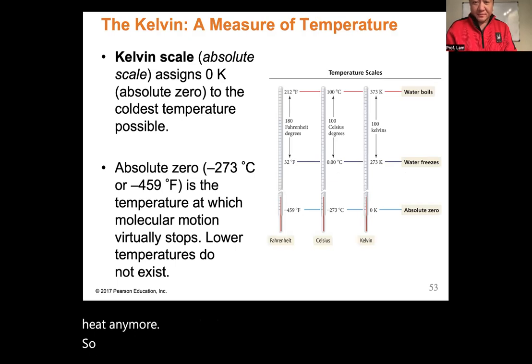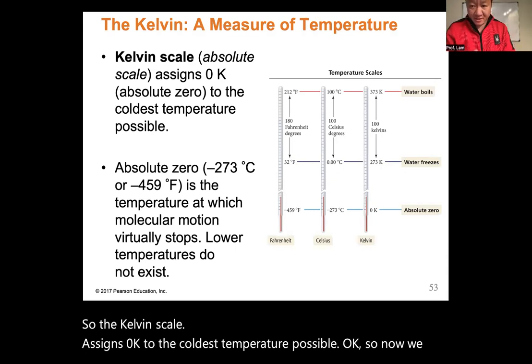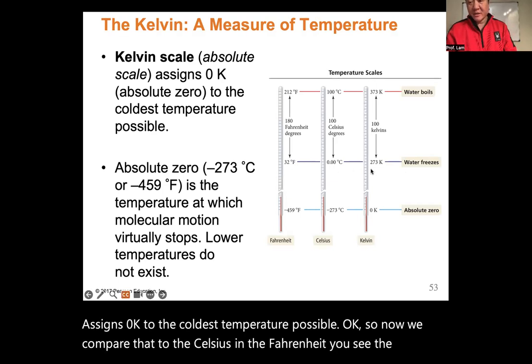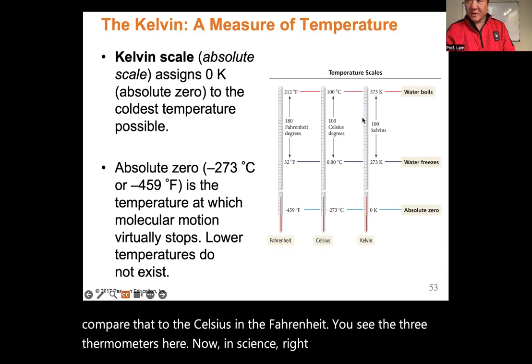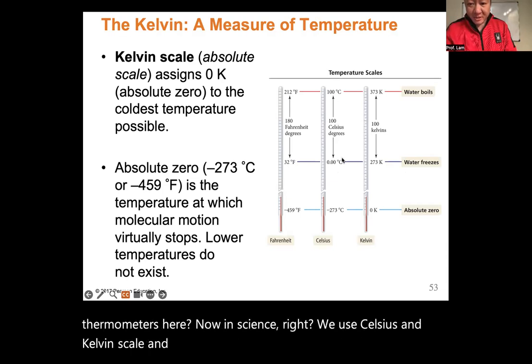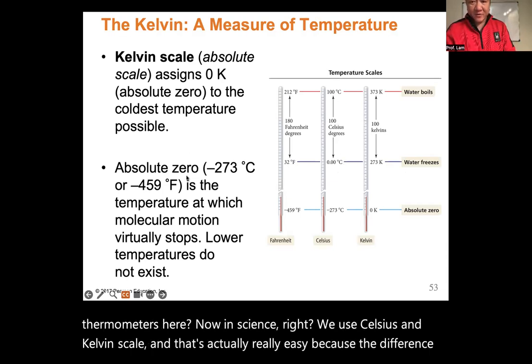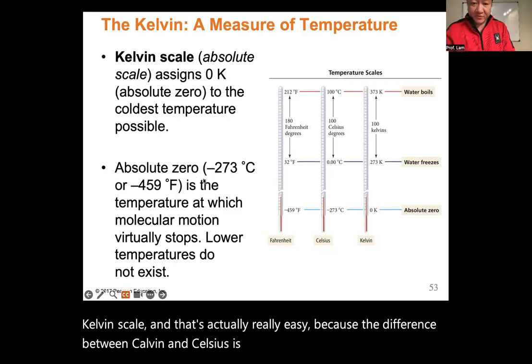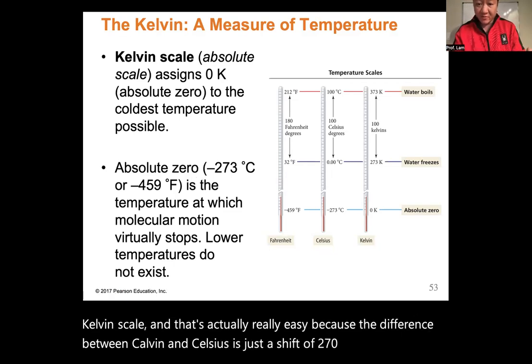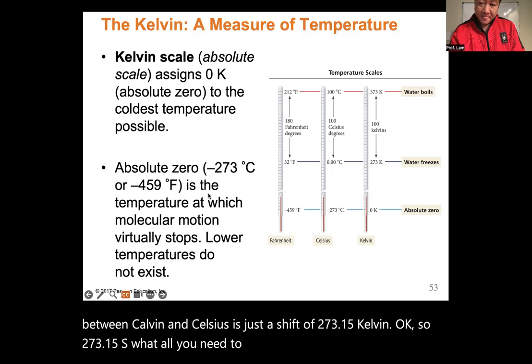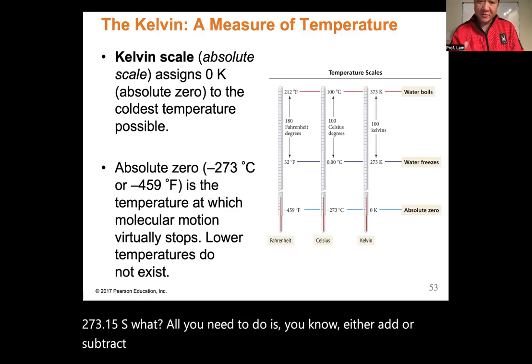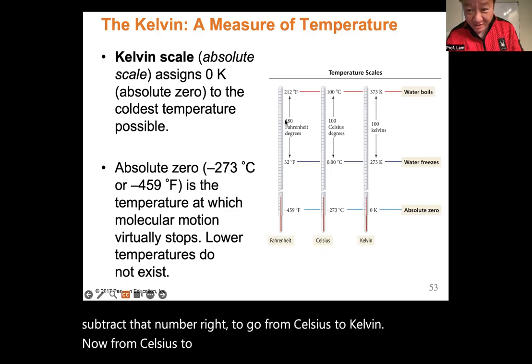So the Kelvin scale assigns 0 K to the coldest temperature possible, okay? Now if we compare that to the Celsius and the Fahrenheit, you see there are 3 thermometers here. Now in science, we use the Celsius and Kelvin scales, and that's actually really easy because the difference between Kelvin and Celsius is just a shift of 273.15. Okay, so 273.15. So all you need to do is either add or subtract that number to go from Celsius to Kelvin. Now, from Celsius to Fahrenheit, you see the gradations are very different.